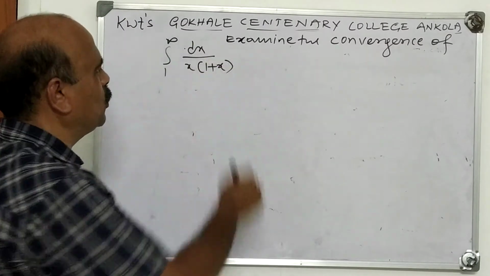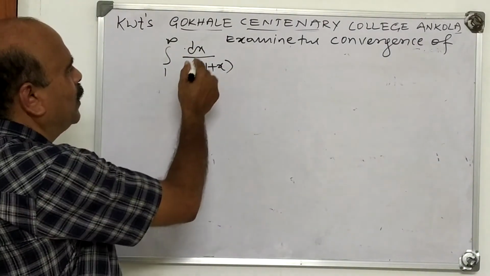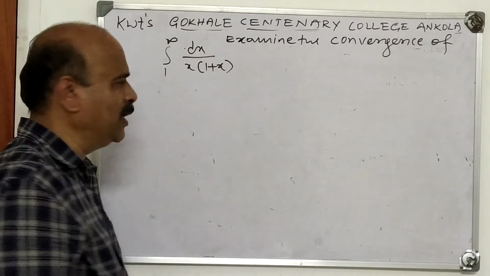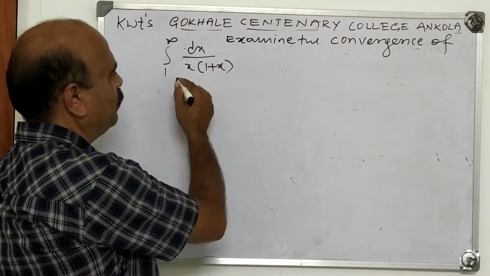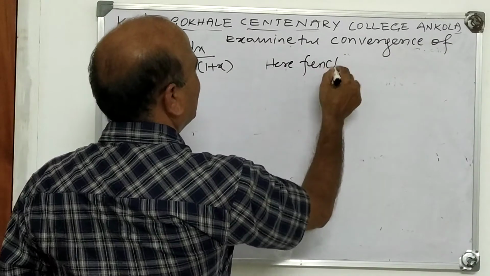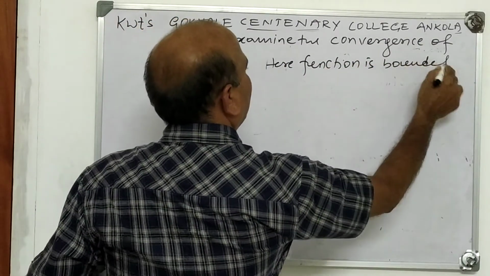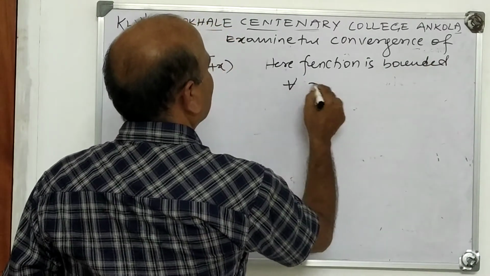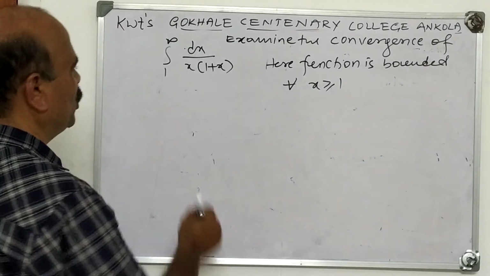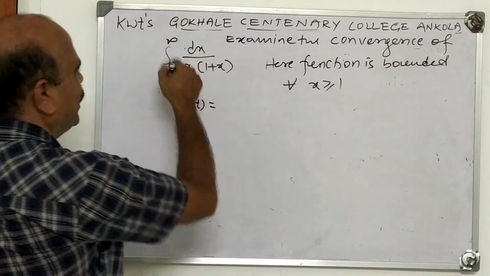And study the nature of the integral here. It is improper. Why is it improper? The function is bounded here. There is no point of discontinuity in between 1 and infinity. For x greater than or equal to 1, the function is bounded. There are no points of discontinuity.